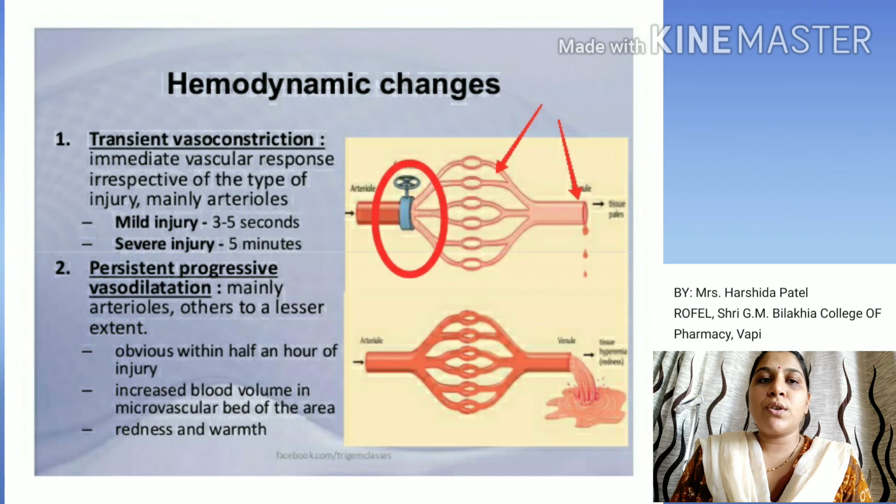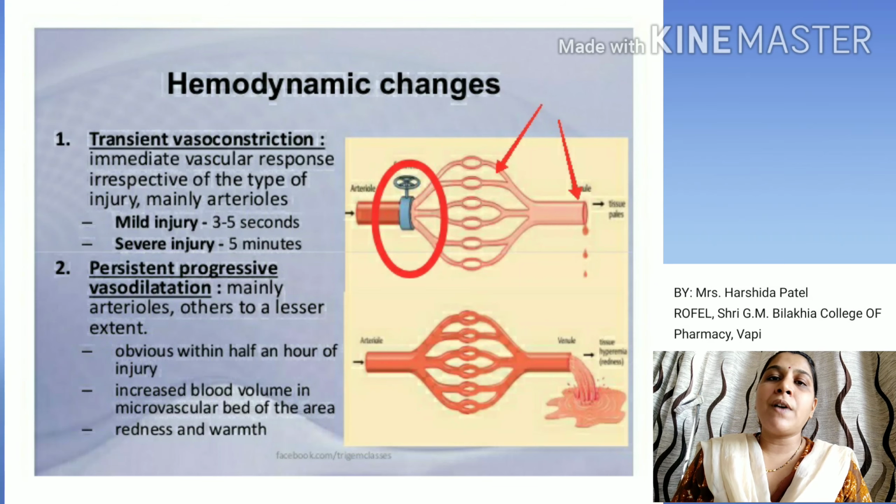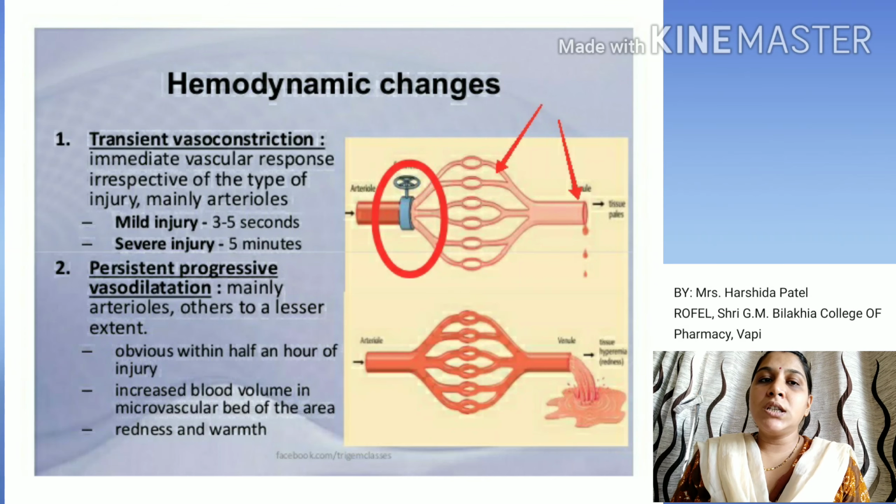This is a very immediate vascular response, irrespective of any type of inflammation or injury. This happens mainly in the arterioles. As we had discussed, it is in the microvasculature. Microvasculature involves three types: arterioles, venules and capillaries. So this transient vasoconstriction happens mainly in the arterioles, and in mild injury it lasts for 3 to 5 seconds, and after 3 to 5 seconds the re-establishment of blood flow occurs. While when the injury is severe, it takes 5 minutes to re-establish the blood flow, meaning this transient vasoconstriction lasts for 5 minutes.